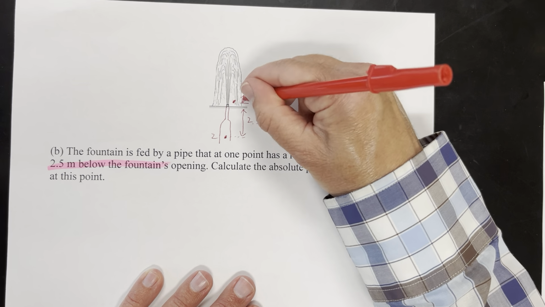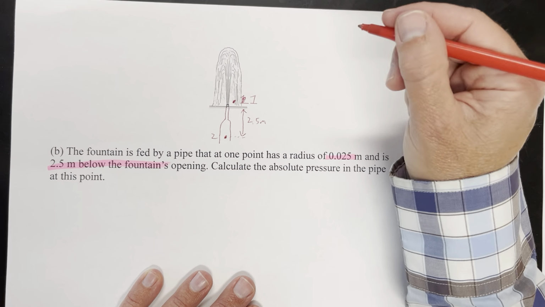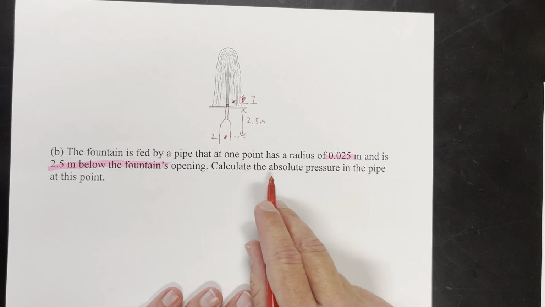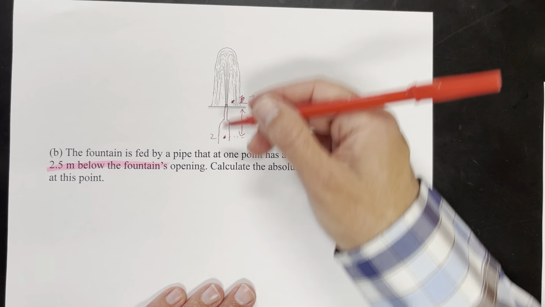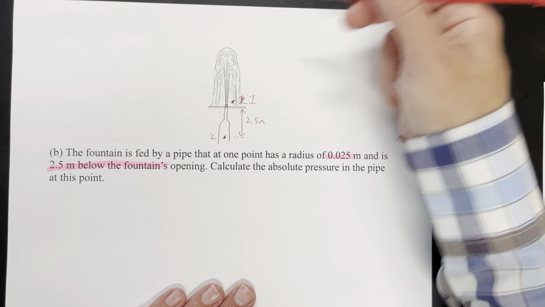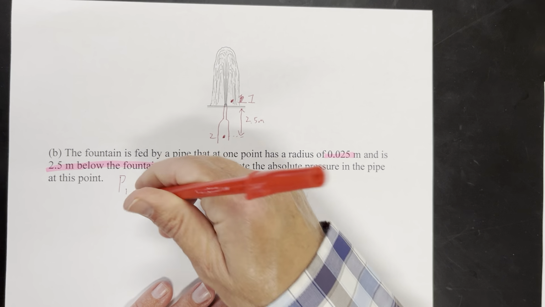And then can you see that? Point 1 is right here at the ground level, and then point 2 is beneath the ground level. And so we want to find the absolute pressure of the pipe at this point. So since we have pressures and water flowing in different sized pipes at different heights, that lets us know we're going to use Bernoulli's equation. So let's write out this monster.